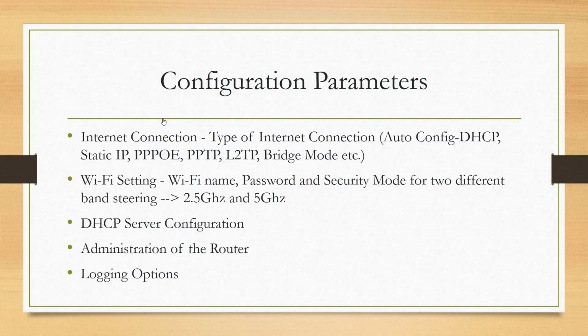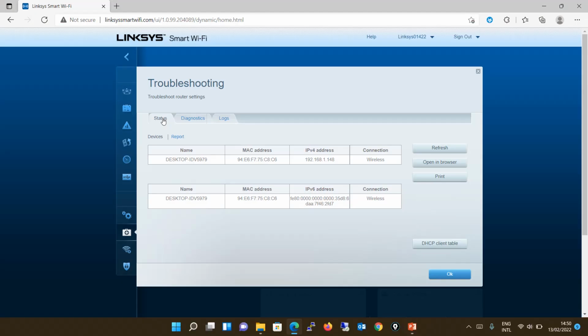Then moving on to the next part, that is monitoring and troubleshooting. Coming to the monitoring part, over here you can see the status of the devices. You will see that it is showing you that this particular device, which is my laptop, is connected, and the MAC address of this particular device is so and so, and the IP address is being assigned by the Wi-Fi router. The IP address is 192.168.1.148, which is within the range we have defined, and the connectivity from the Wi-Fi router to my laptop is wireless. So this is what the status is. It is shown under the status for the Wi-Fi router.